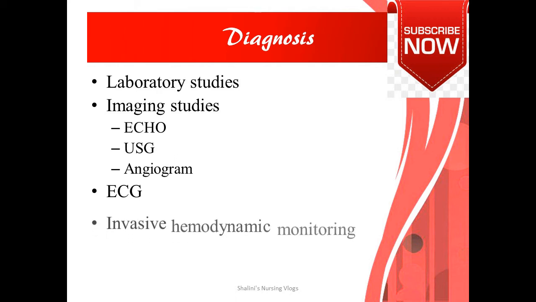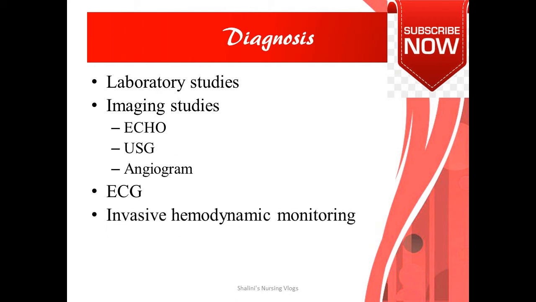Invasive hemodynamic monitoring is where you will want to thread a catheter right into your pulmonary capillary and check the wedge pressures. So pulmonary capillary wedge pressure is one way. For normal people, it is less than 15 mm of Hg, but in case of cardiogenic shock, the wedge pressure is more than 18 mm of Hg.